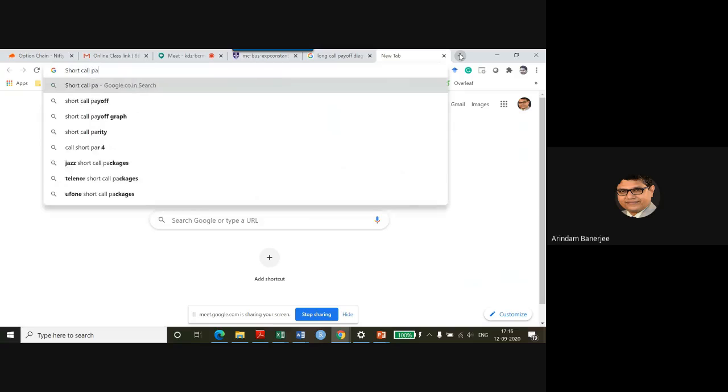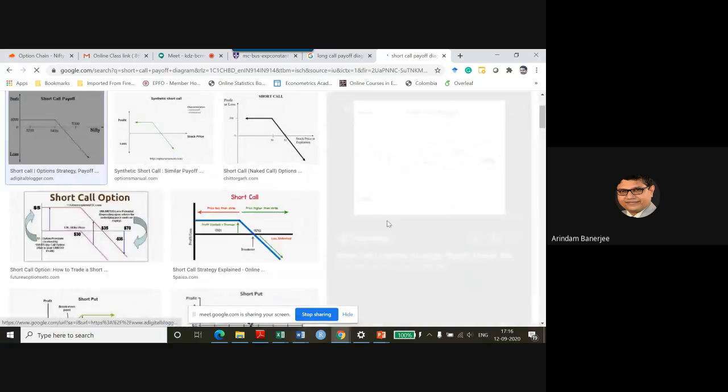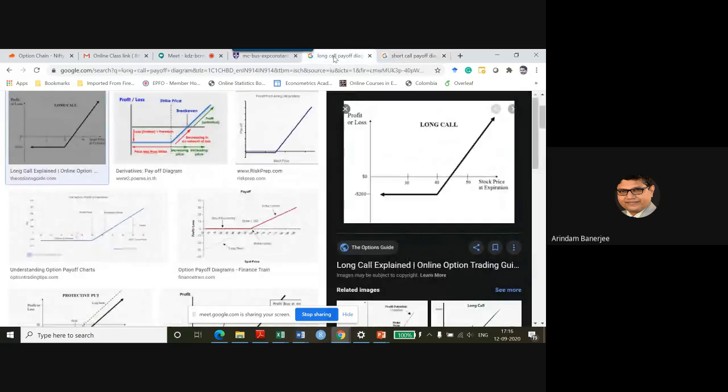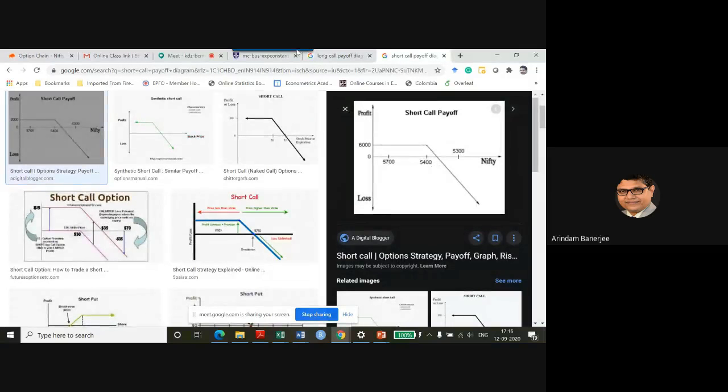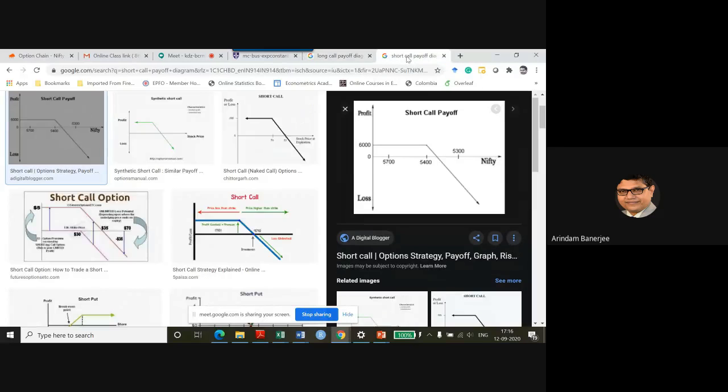If I look at a short call payoff diagram, we can see this is exactly the mirror image of this figure. These two figures are exactly mirror images. So in the market, just as in insurance we buy the insurance, we are long on risk, and the LIC sells us the insurance. But who makes more profit? Obviously, LIC makes more profit.